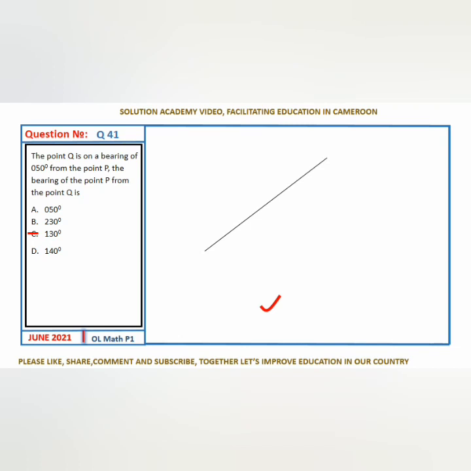So if we have our point P and our point Q that way, the bearing of Q from P simply means we should start from the north pole of P. This is the north pole of P. We should start from the north pole of P and move clockwise till we touch the line that links P to Q. That gives us the bearing of Q from P. So there we're going to have an angle of 50 degrees. That's the bearing of Q from P.